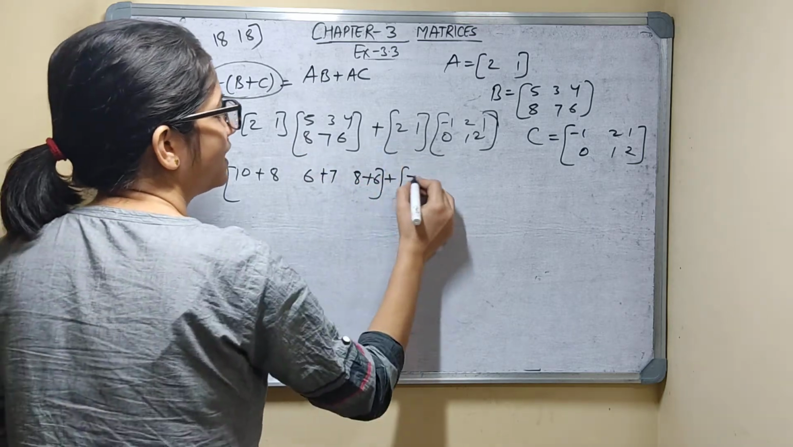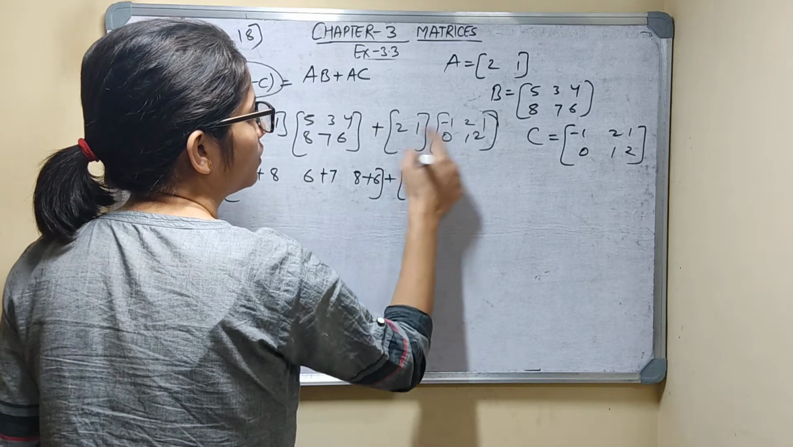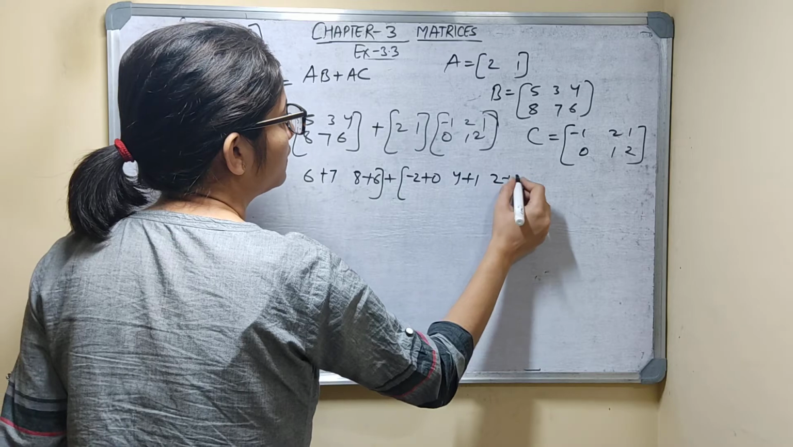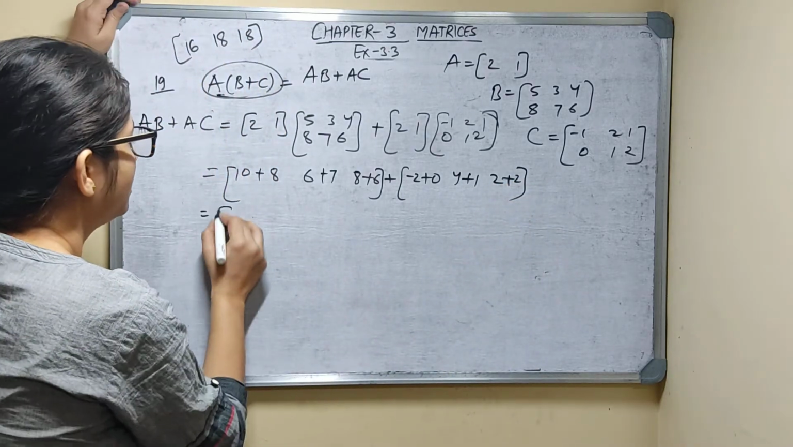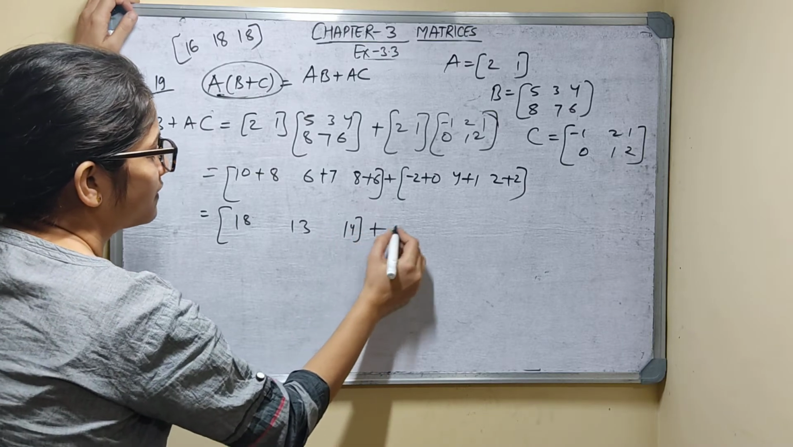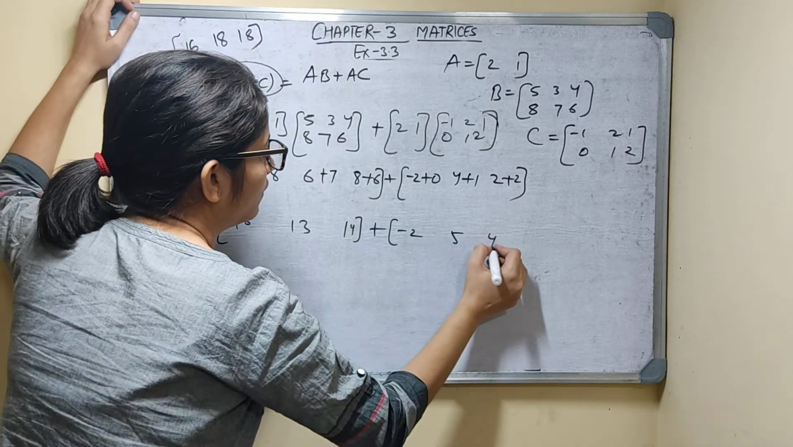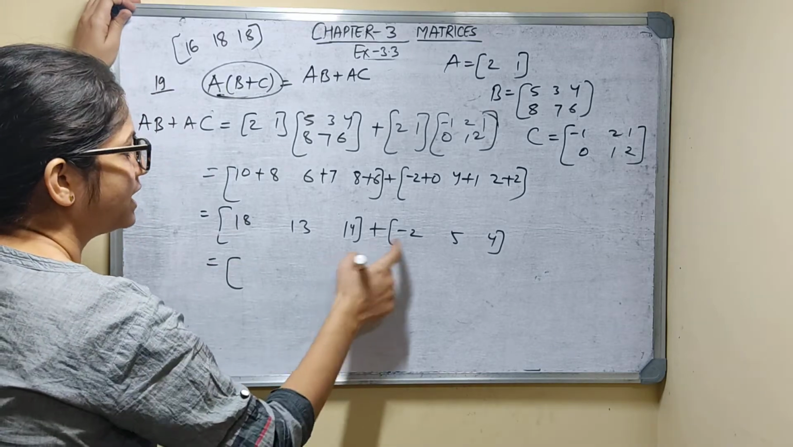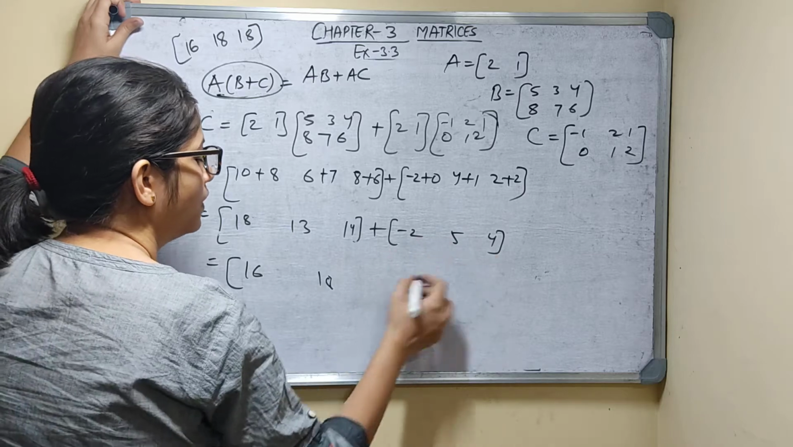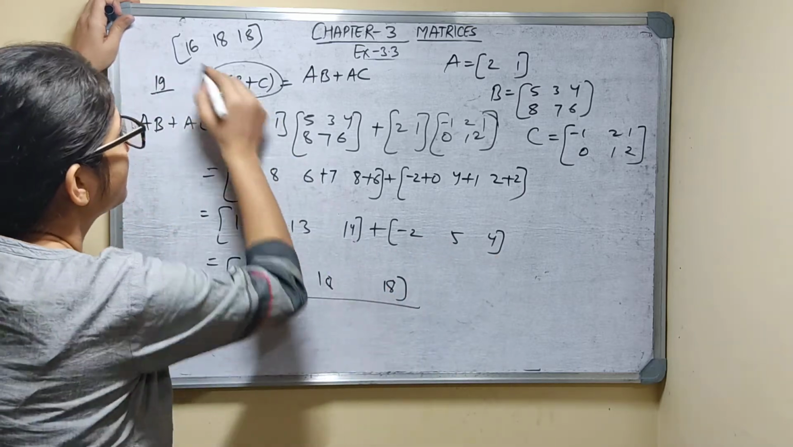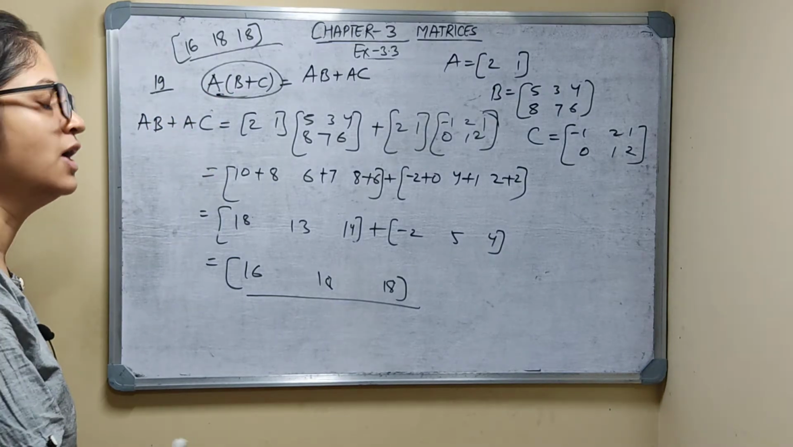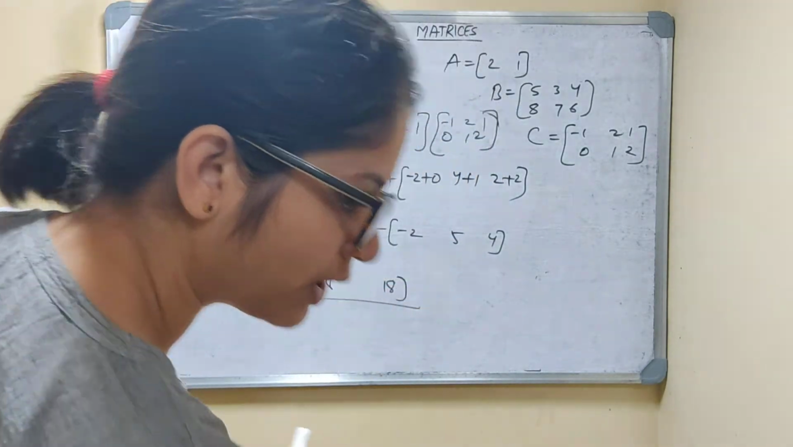Plus 2 into minus 1, minus 2 plus 1 into 0, so minus 2. 2 into 2 is 4 plus 1 into 1, so 5. 2 into 1 is 2 plus 1 into 2, so 4. So we'll get [18, 13, 14] plus [-2, 5, 4]. 18 minus 2 is 16, 13 plus 5 is 18, 14 plus 4 is 18. You can see this and this are both the same, so I can say both are equal. LHS is equal to RHS, hence true. The 19th question is over.